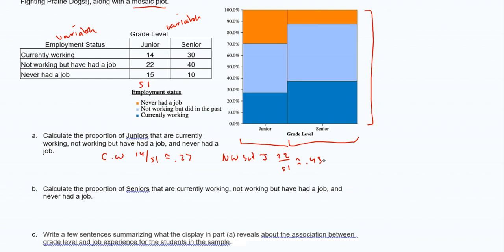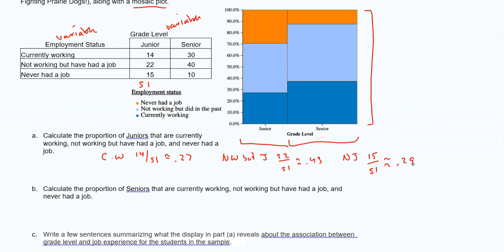So that's that proportion. And then finally, never had a job. All right, never had a job. And what we have right here is 15 divided by 51. Okay, which is approximately 0.29.